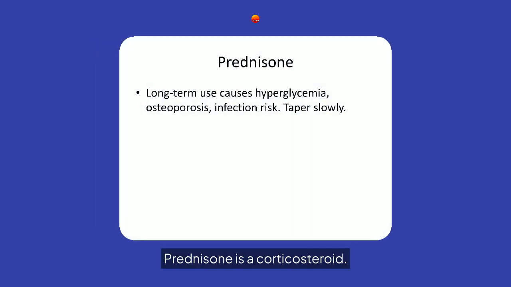Prednisone is a corticosteroid. Long-term use can lead to hyperglycemia, osteoporosis, and increased infection risk. Taper the dose slowly to avoid withdrawal.